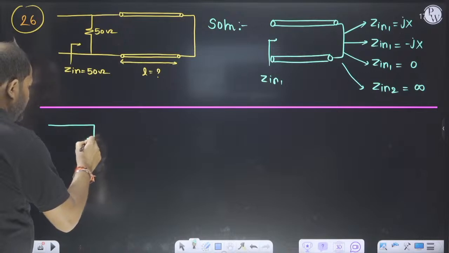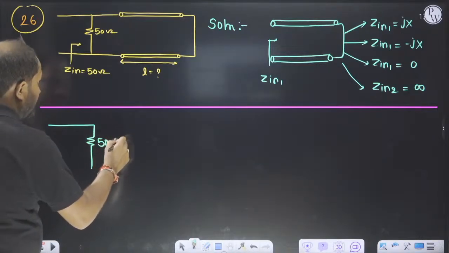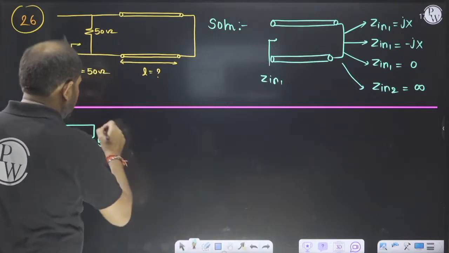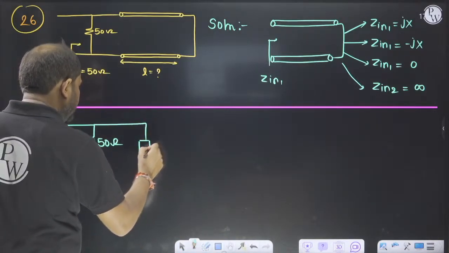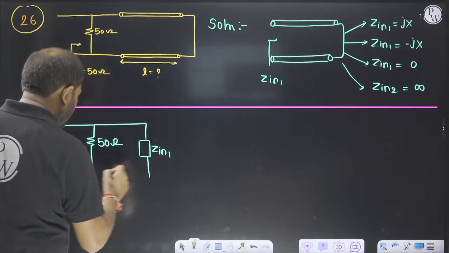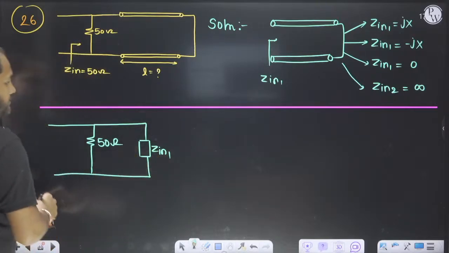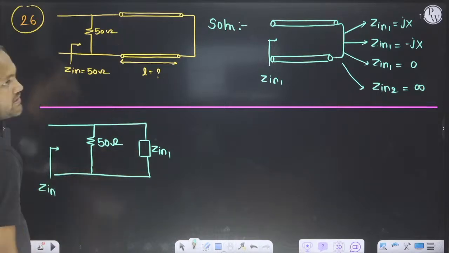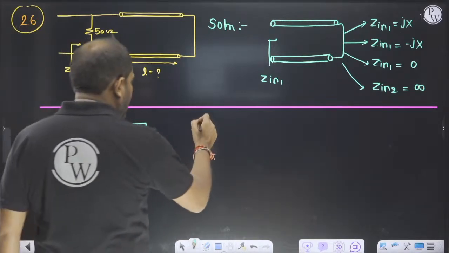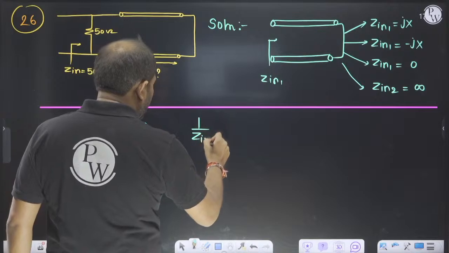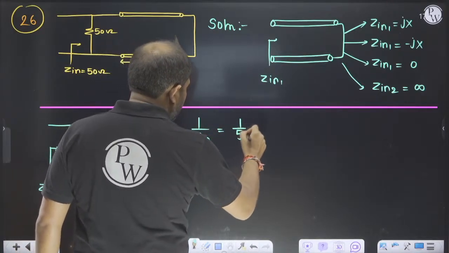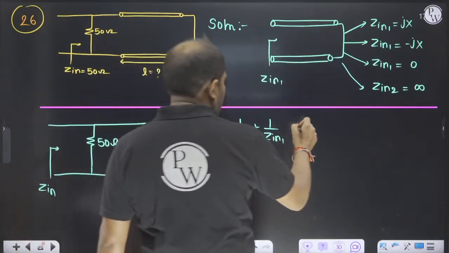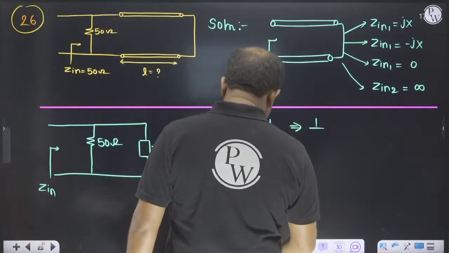So this one is 50 ohm, and for this there is a Zin1. This is the formula here. Zin is equal to 50 ohm plus Zin1. This is a parallel condition, so 1 by Zin is equal to 1 by 50 plus 1 by Zin1.